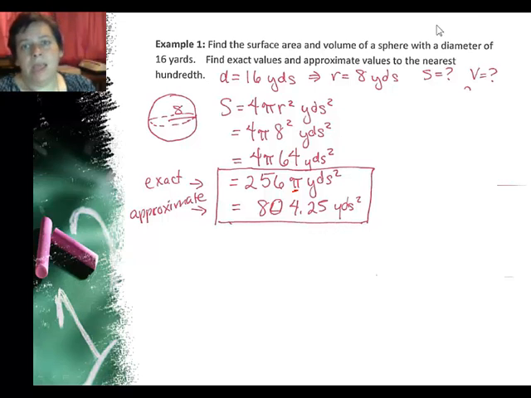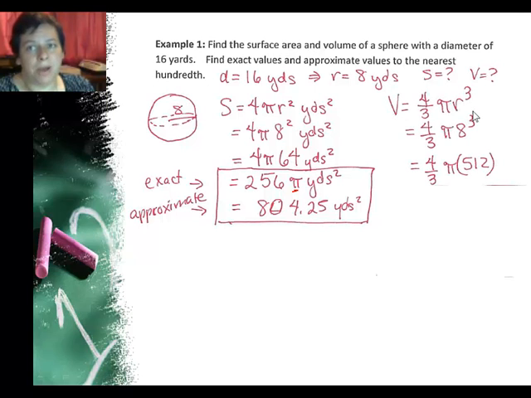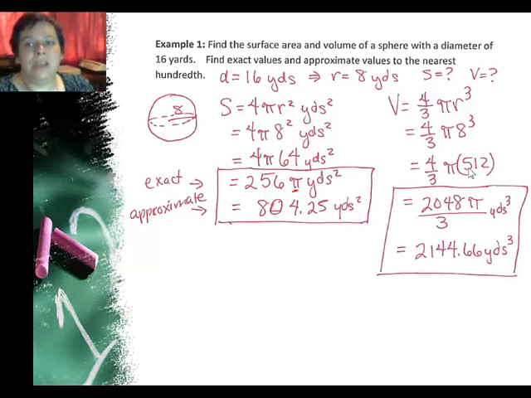squared. To find the volume, I also need to write down the volume formula, which is 4/3 pi r cubed. 4/3 times pi times 8 cubed. 4/3 times pi times 512. Notice I'm writing it down and just doing a step at a time. This is really a good practice for you as well. Now I've got it down here. I multiply the 4 times 512, and this is my exact answer for the volume. And then using my calculator, I get an approximate answer of 2,144 and 66 hundredths yards cubed, cubic yards, if you want to say it that way.